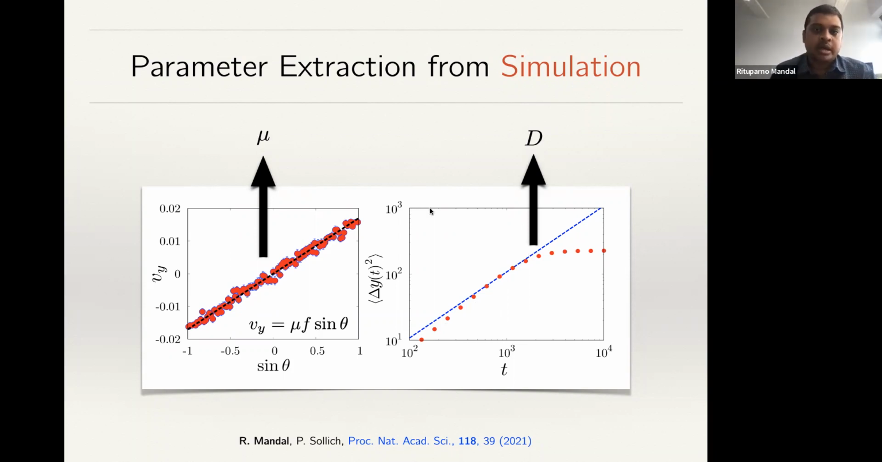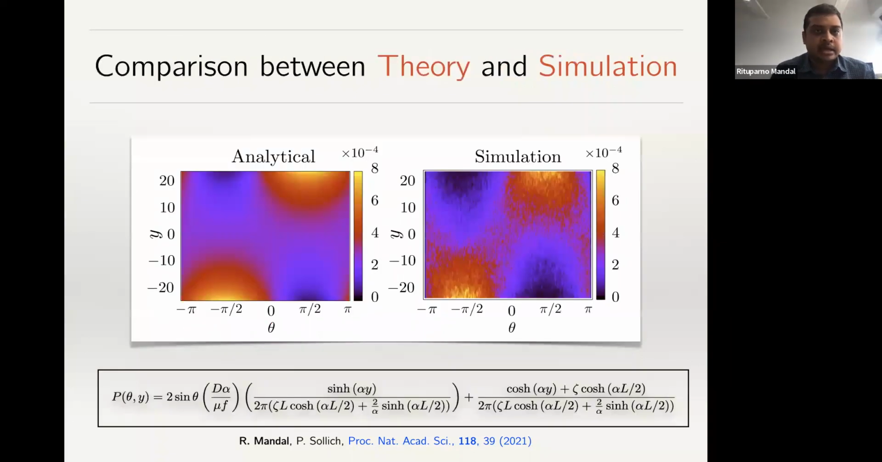Now, once you get mu and you put it into the expression that you have, there is no free parameter left. This is the prediction for p theta of y analytically, and this is what you get from simulation, right? And you see that they match quite well, not only in terms of qualitative structure, but also if you compare the numbers, they match quite well.